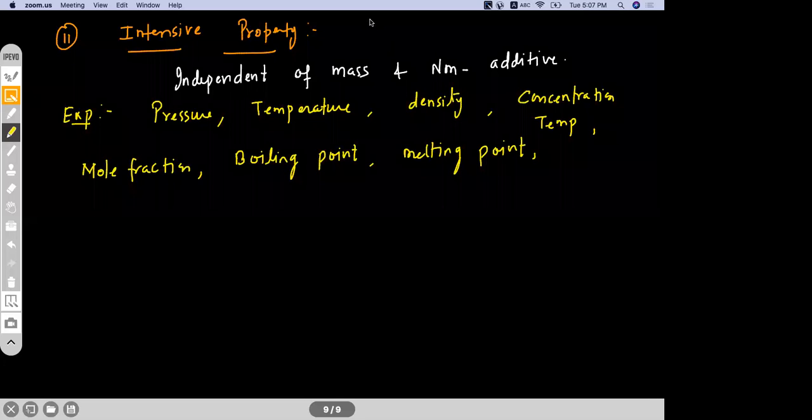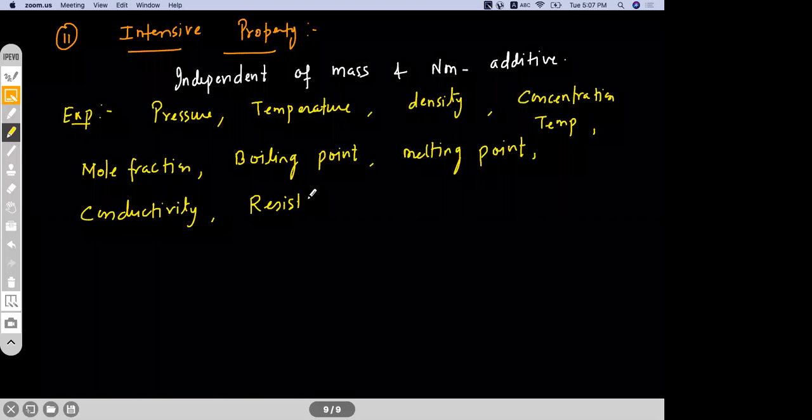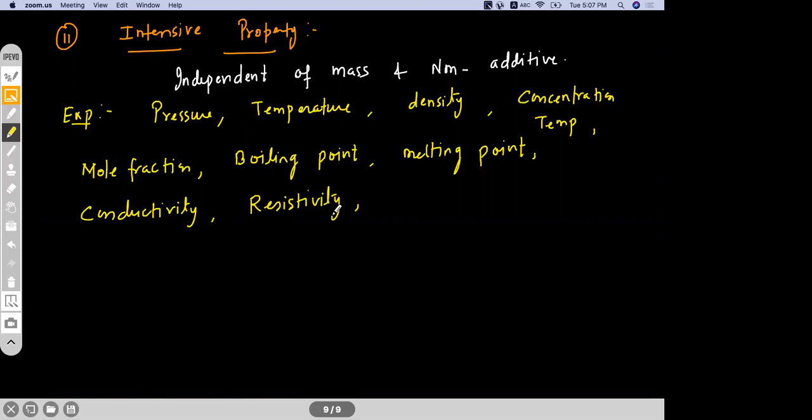No, molarity won't depend upon mass. It won't change. You take a 2 liter Coke bottle, correct? And you pour this into a glass, right? So the glass one and the bottle one, the taste will be the same. It won't change because molarity is the same. Concentration is the same, right? Boiling point, melting point. We have conductivity, resistivity. Okay. Molar volume.